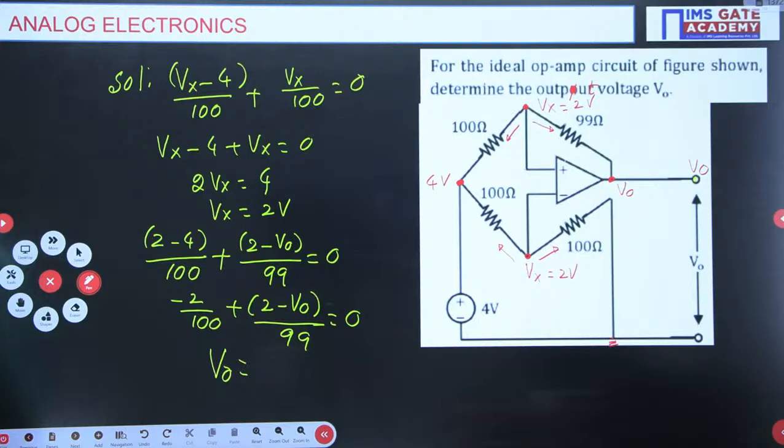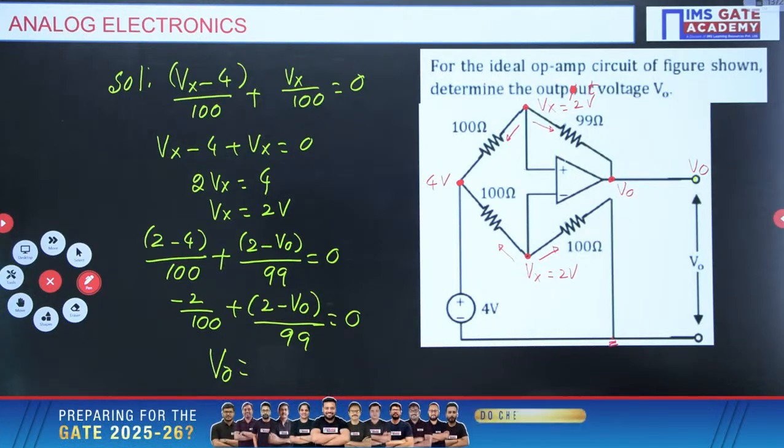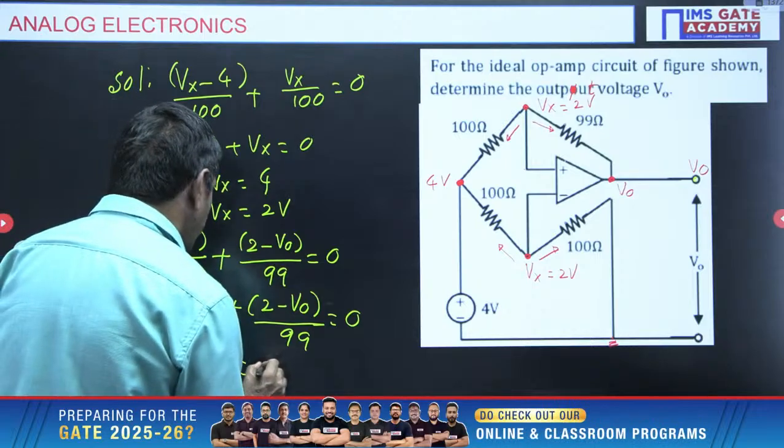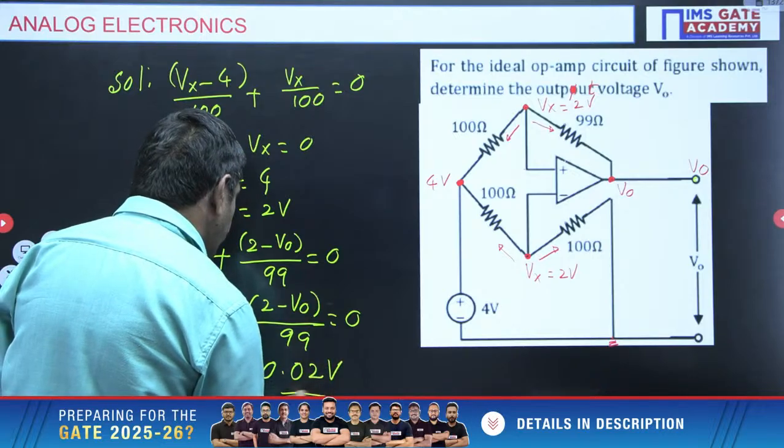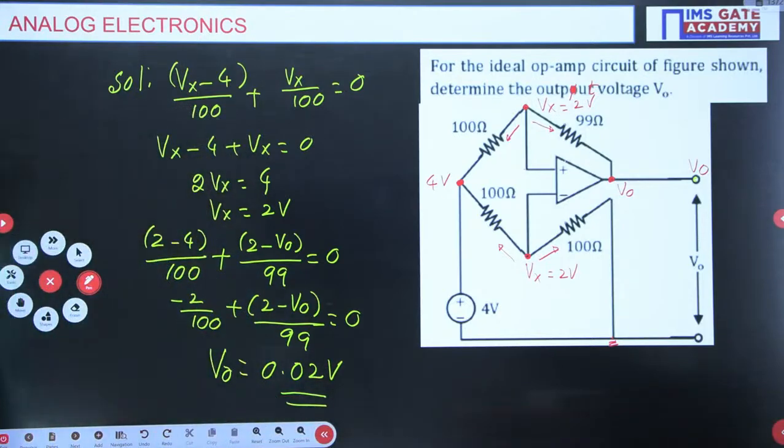The value of V0 will be 0.02 volts. That much voltage is possible. V0 is 0.02 volts. Please note down this. Please note down these questions.